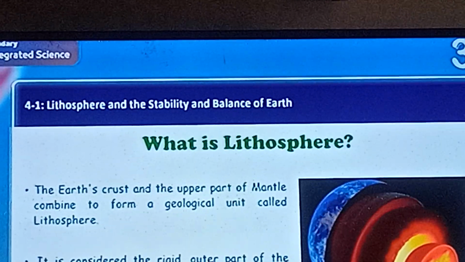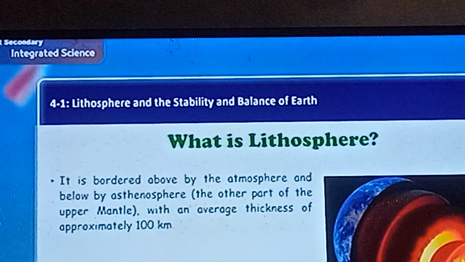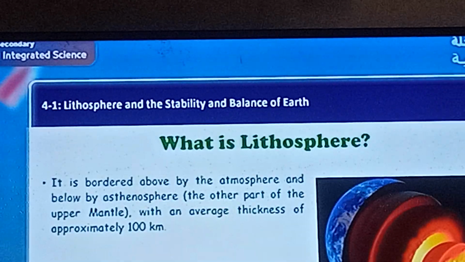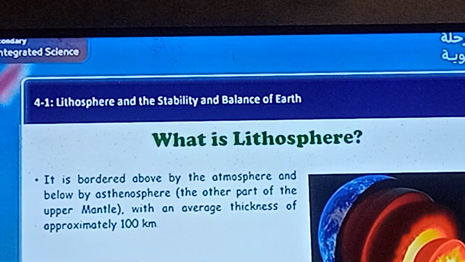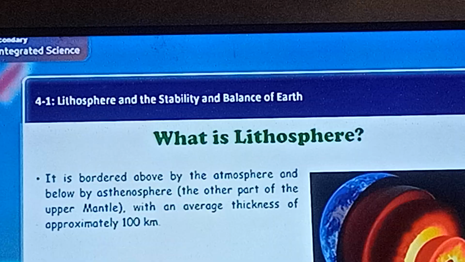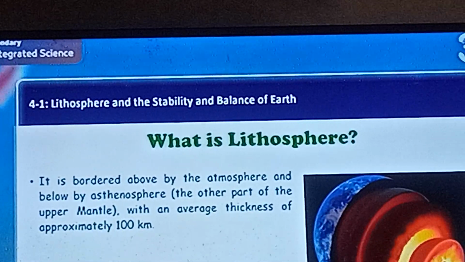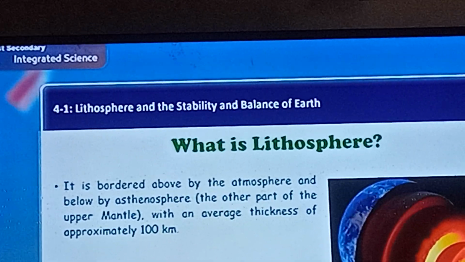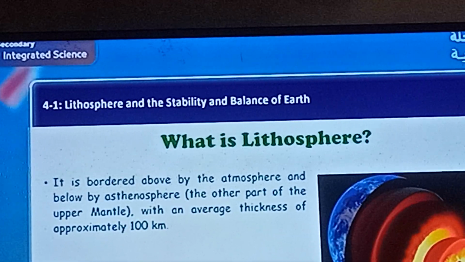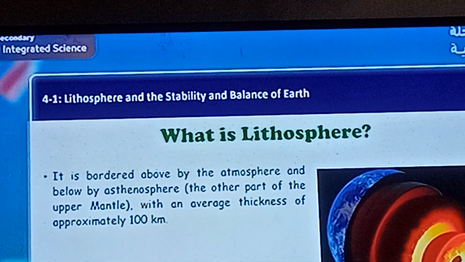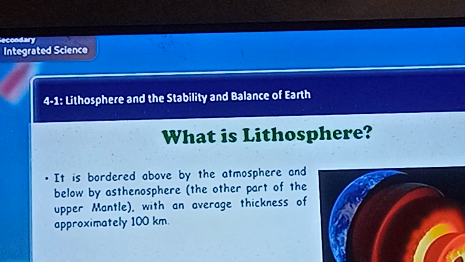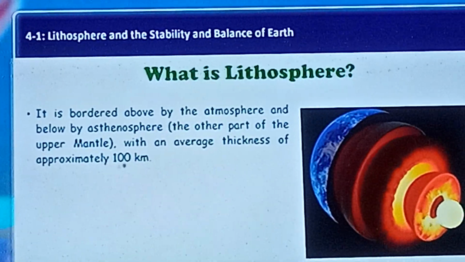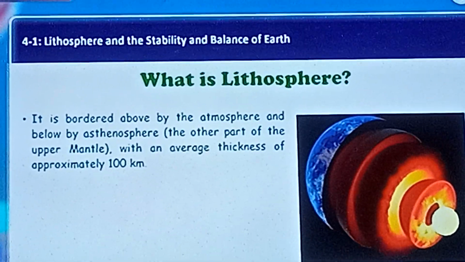And this lithosphere, consider rigid, outer part of the Earth, that is bordered above by the atmosphere and below by asthenosphere. Asthenosphere, the other part of the upper mantle, with an average thickness of approximately 100 kilometers.